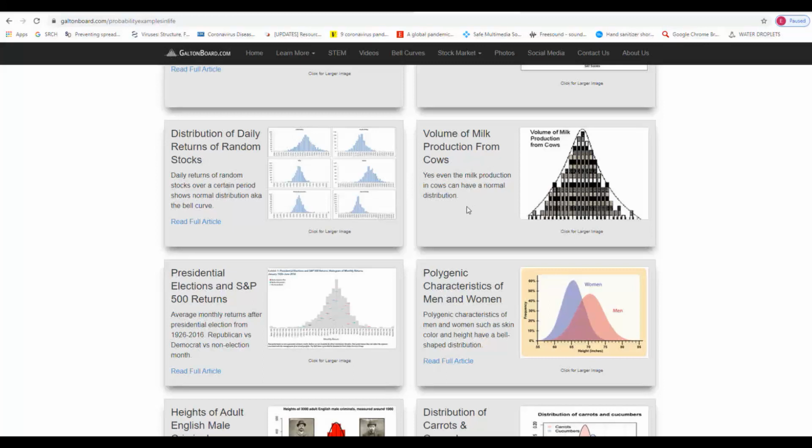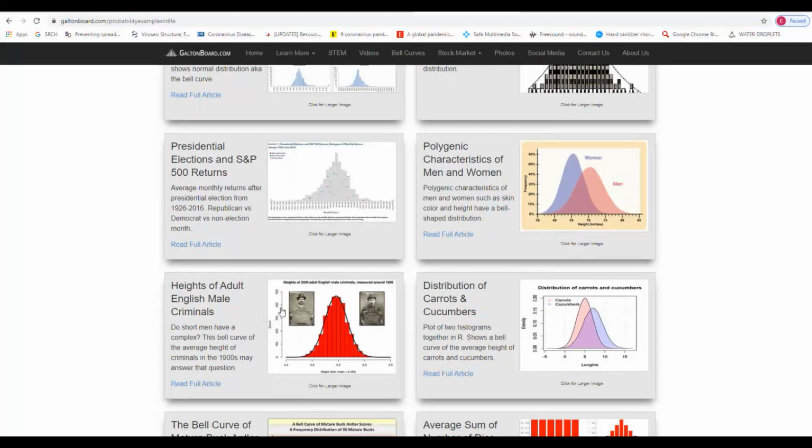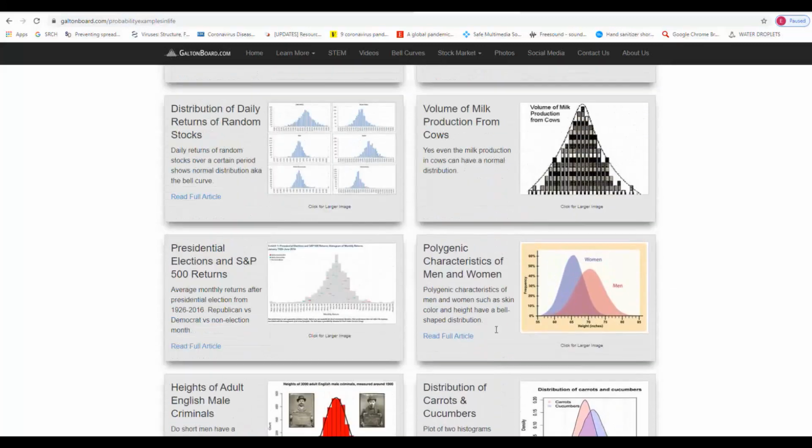Production of milk from cows is normal. All kinds of interesting things. Heights of adult English male criminals, normally distributed. So even criminals are normal. And so forth. You've got to look this over on your own.